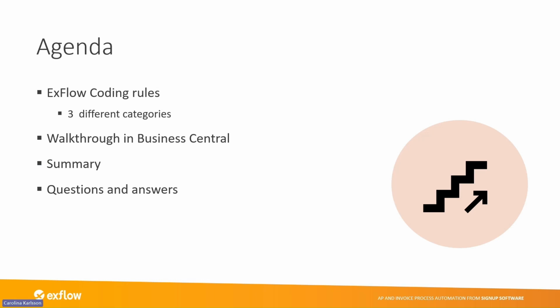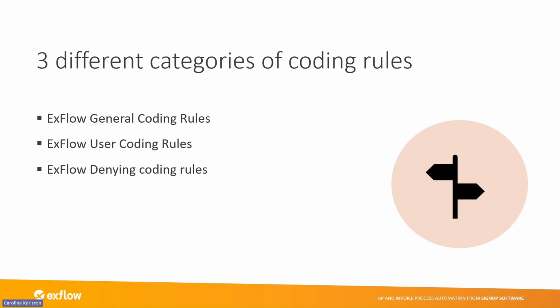This is the agenda. We will start first by looking into the 3 different categories of ExFlow coding rules, followed by a walkthrough in Business Central, and then a short summary, and then eventually the Q&A. So the 3 different categories of coding rules in ExFlow are the following.